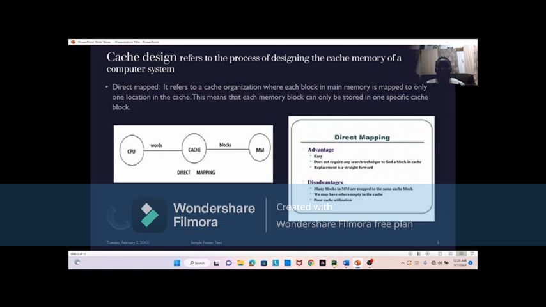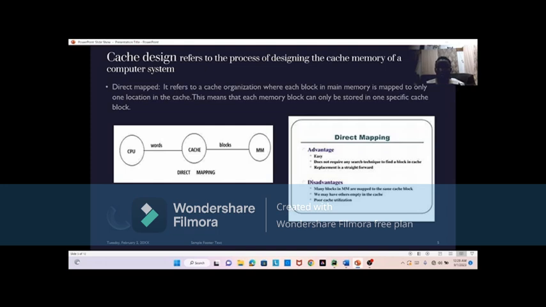Data is being transmitted from the main memory to the cache in the form of blocks. Data is also being transmitted from cache to the CPU in the form of words. Let us look at the advantages and disadvantages of direct mapping.